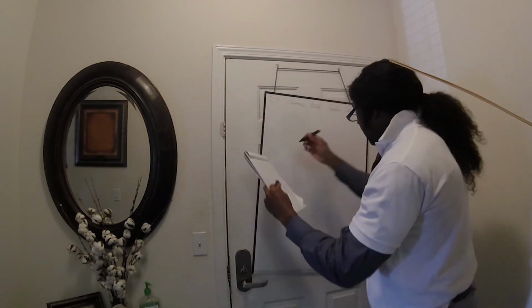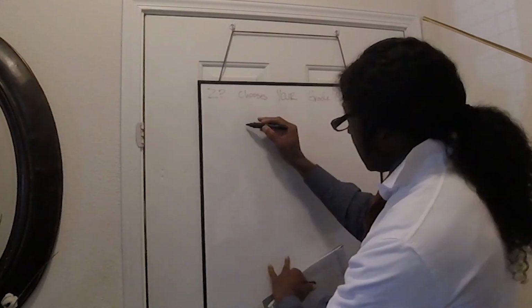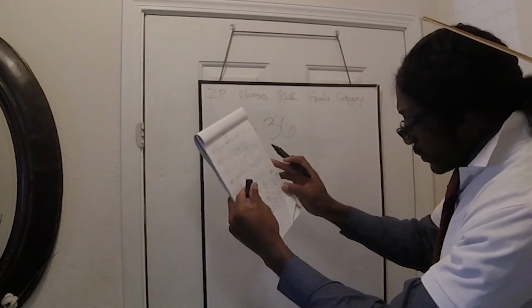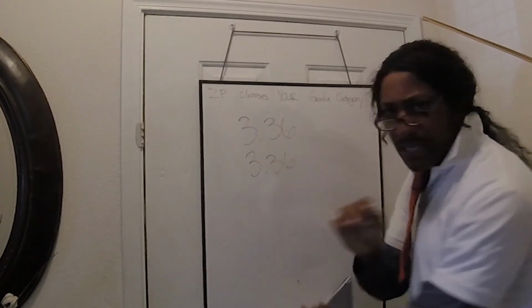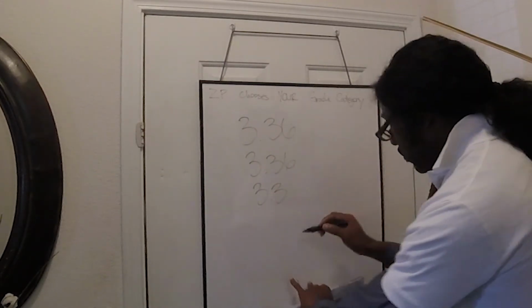So again, looking at those 3 races, I had, my board is falling. What's going on here? So I had 3.36 on one race. Then I had 3.36 on the second race. Then I had 3.3 on the third race.